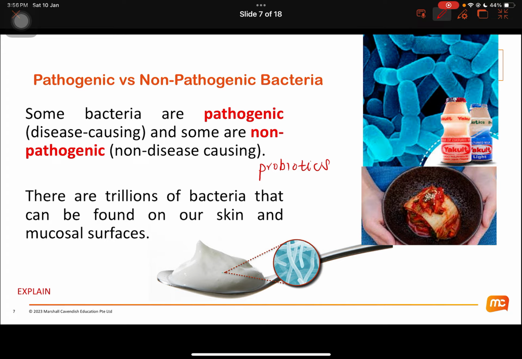Some food that probiotics can be found in includes kimchi, yogurt, and something that we have been drinking since we were young kids, which is also Yakult. So you often hear the advertisement, lactobacillus. That is the bacteria that can be found in Yakult. So when we consume it, it will help to promote a healthy gut population.